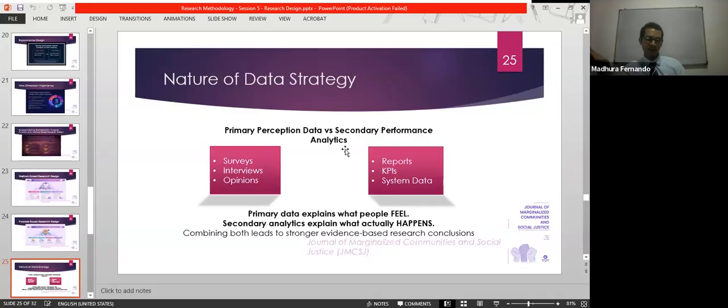And secondary performance analytics is the reports, KPIs, system data, right? Primary data explains what people feel, while secondary analytics explain what actually happens. Now, people feel something, but what is happening can be another thing. You can compare those two, whether feeling tallies with what's happening. So, differentiate these two types of data, right? Primary perception data and secondary performance analytics. You have to differentiate that.